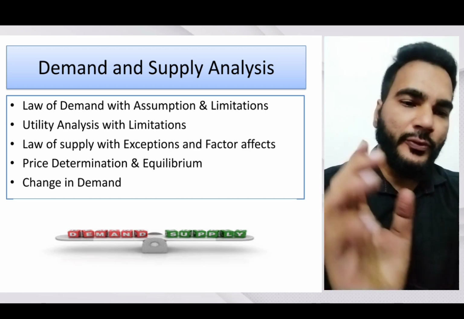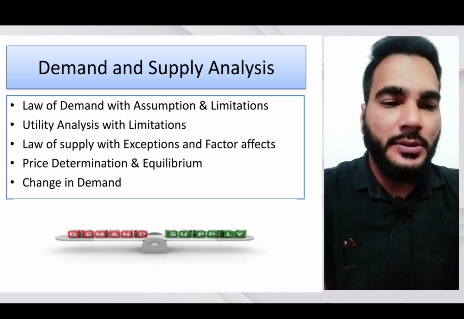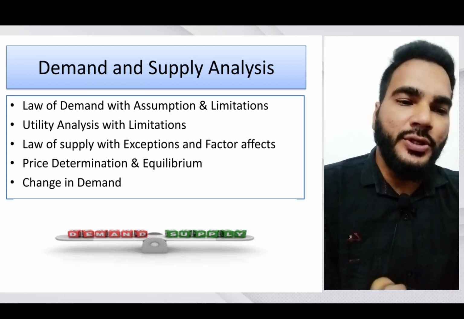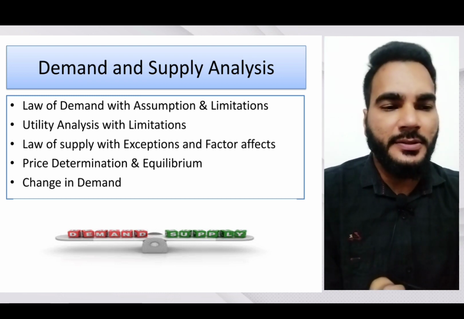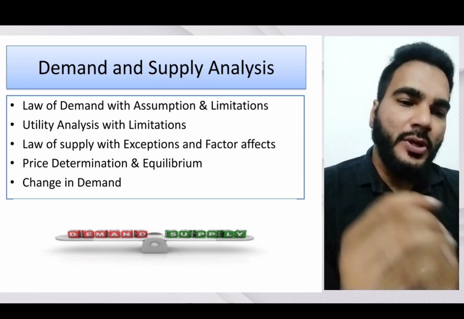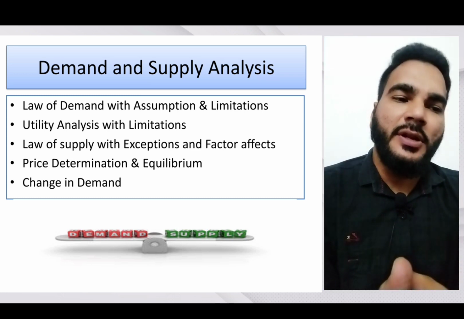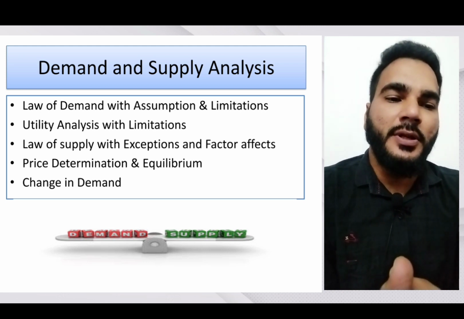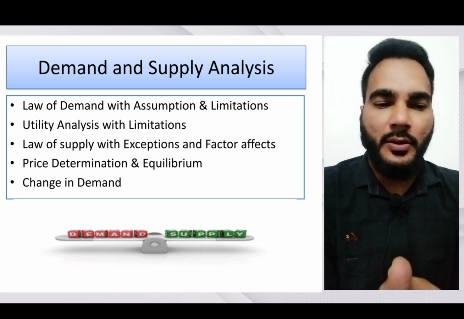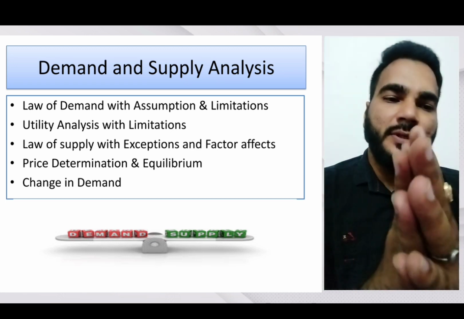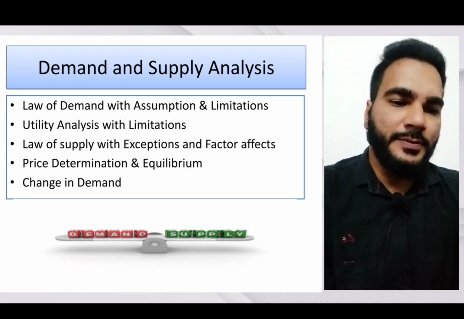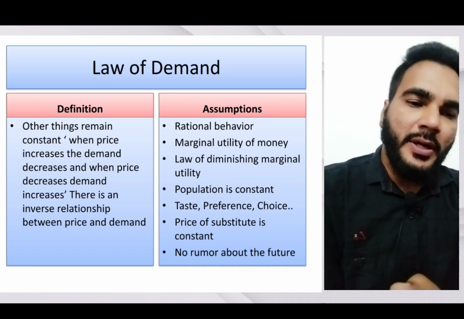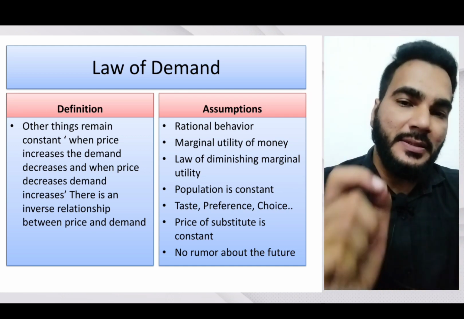So we do have a few contents as you can see on this screen. The first one is law of demand with assumption and limitation. Second, we have utility analysis with limitations. Third, we have law of supply with expectation and factor effects. And then we have price determination and equilibrium. And last but not the least, we have change in demand. Let us start. Okay, so if we start with law of demand, so basically what does the law of demand say?